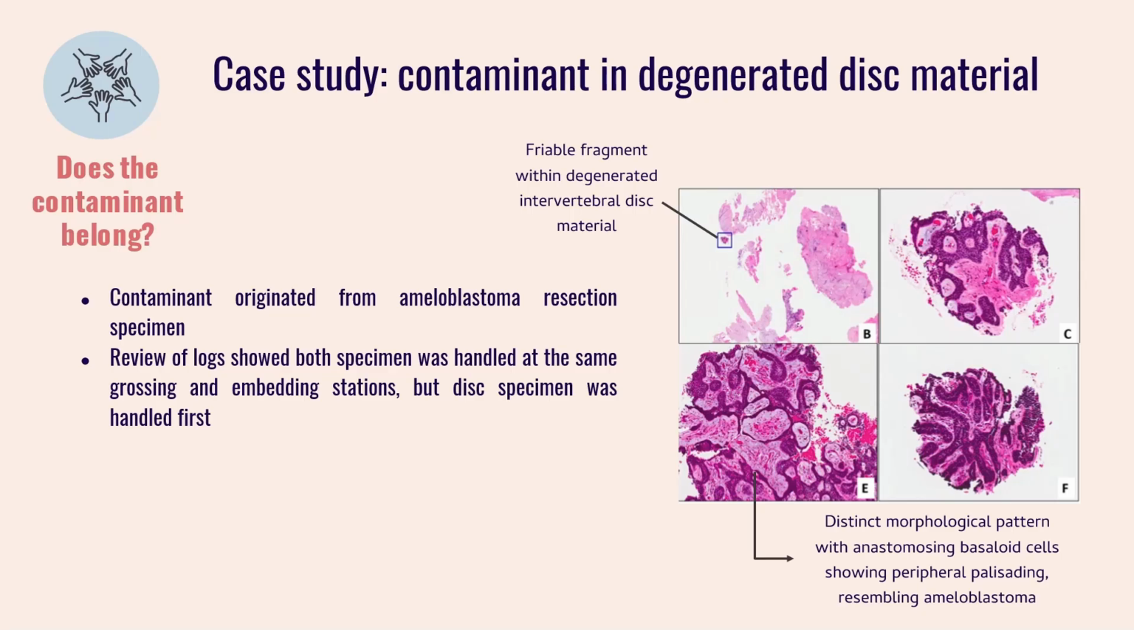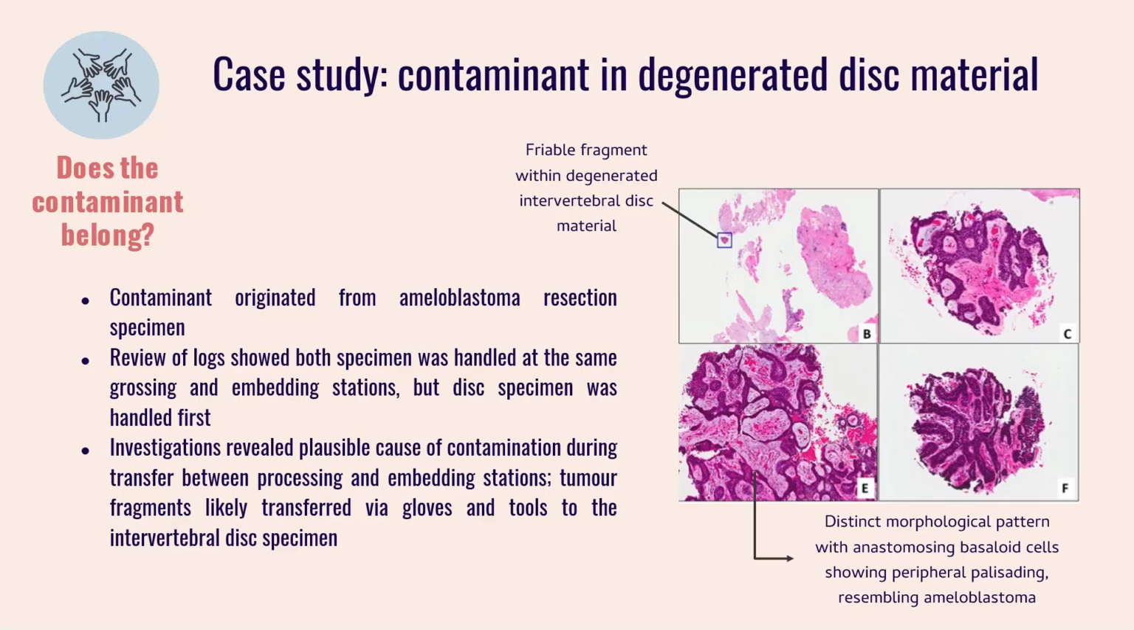So how did this occur? A plausible instance of contamination was postulated to be during transfer between processing and embedding stations, where tumor fragments could have been transferred via gloves or tools onto the disc specimen before embedding was done. So, while we often try to zero in on a particular station when investigating contaminants, this case also demonstrated that contamination can happen anywhere between the stations as well.